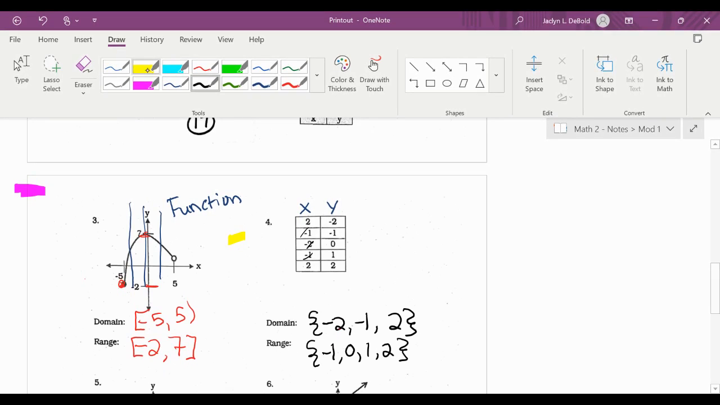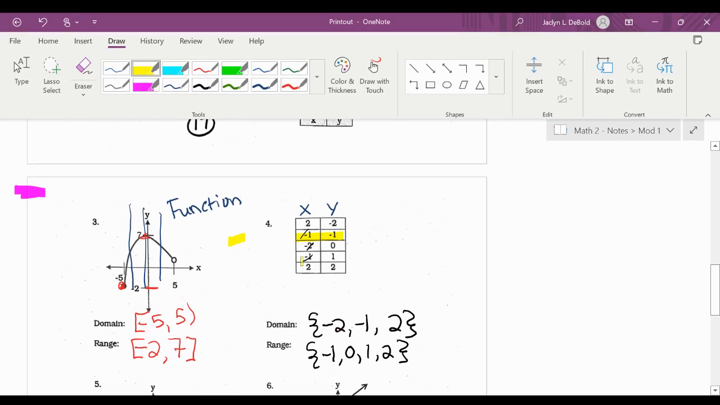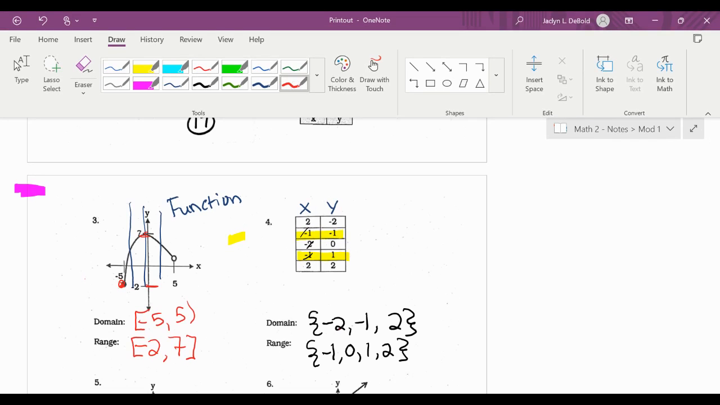The question is, is this a function? I actually have 2 -1s, but they produce 2 different y values. So this one is actually not a function.